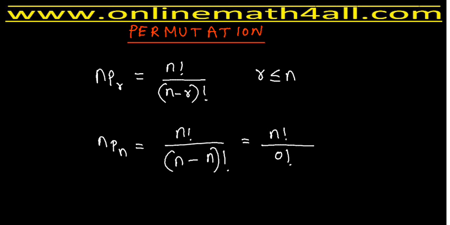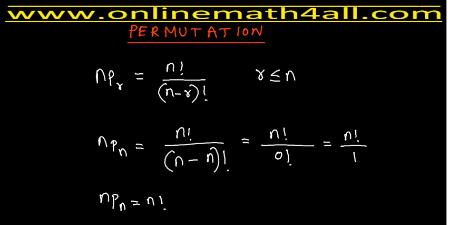The value of 0 factorial will be 1. So n factorial over 1. Any value divided by 1 is the same, that is n factorial. Any value divided by 1 will be equal to the same value. So finally we get nPn is equal to n factorial. So this formula says we have n things, and we are going to select all n things, then the formula will be equal to n factorial.